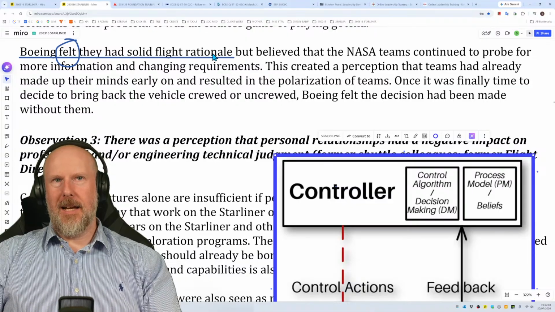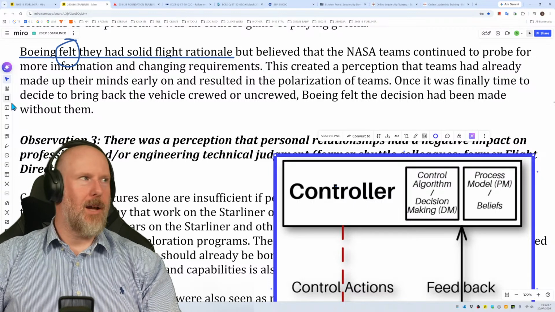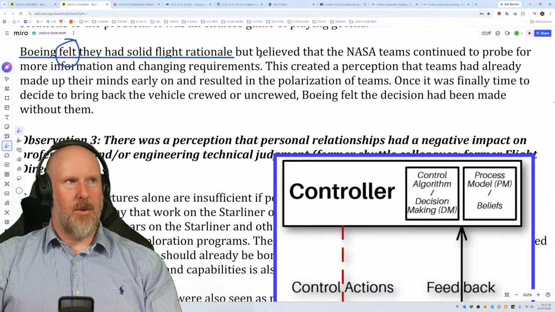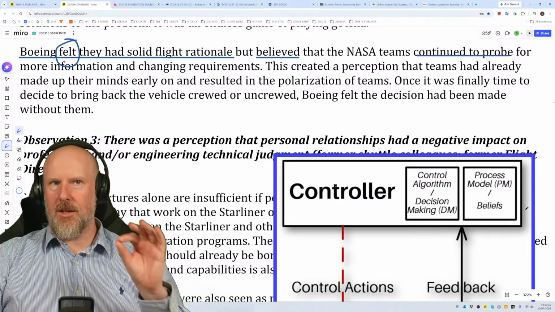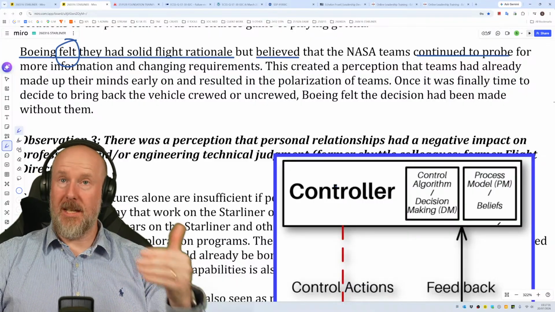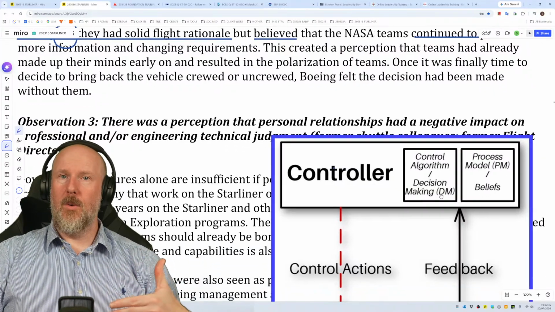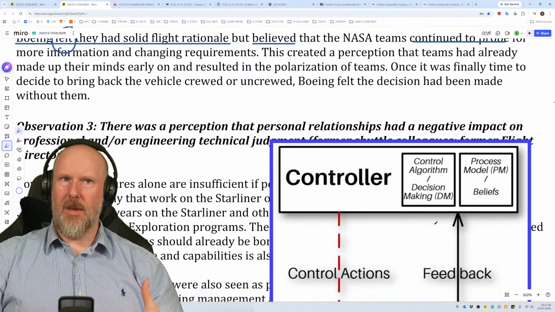So you can use this to help ask those questions and be very specific. Okay, so Boeing felt they had solid flight rationale, but believed that the NASA teams continued to probe for more information and changing requirements. So they believed that the NASA teams continued to probe. Was that just a belief, or what evidence, what feedback was that based upon? Was it that NASA was actually doing that? And why would it make sense for NASA to do that? Was that question asked? Did NASA tell them this is why we're doing it? Or was it just a perception?